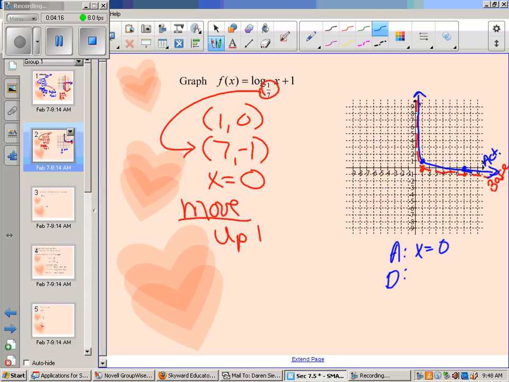Where's my domain? X is greater than 0. And what's my range? All real numbers. Good, because we're getting all the y's back.